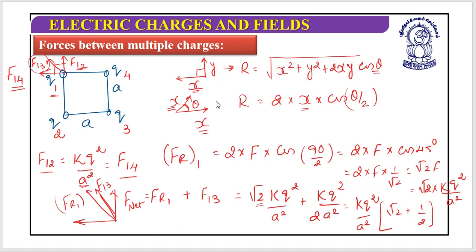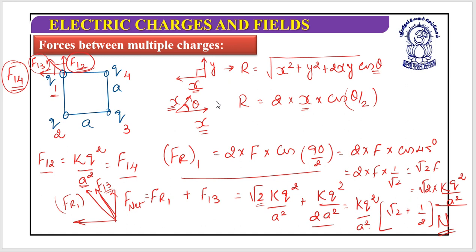I have done the mathematical calculation according to vector algebra. This is the first vector, this is the second vector. The angle between these two is 90. This is FR, 2F cos theta by 2. I simply solve it. It would be root 2 kq square by a square. Then what would be the value of F13? It would be kq square by 2a square. So this is kq square by a square multiplied by root 2 plus 1 by 2, again in Newton. Yes, is it clear?